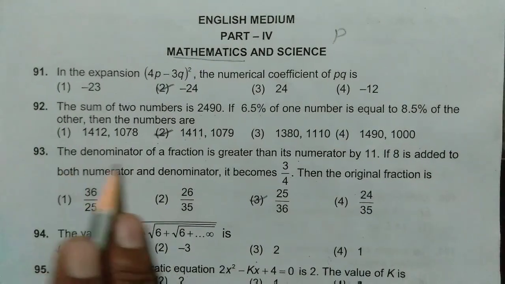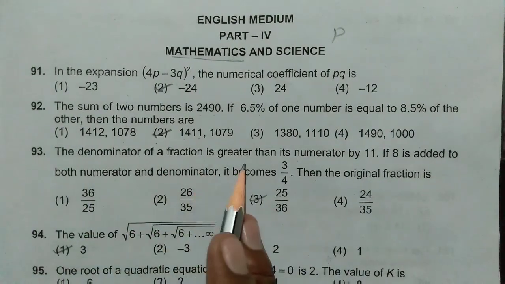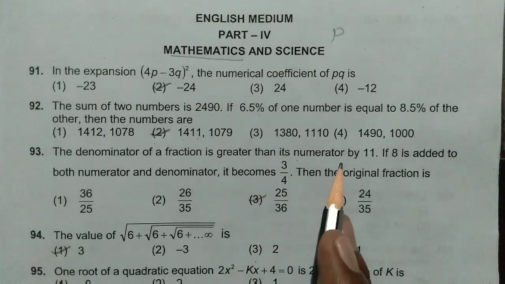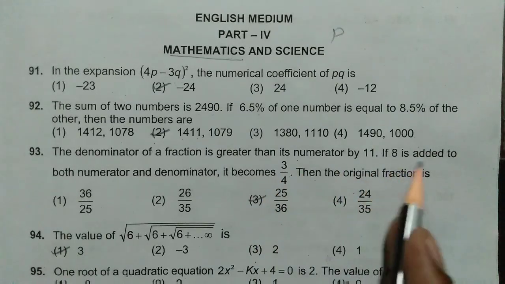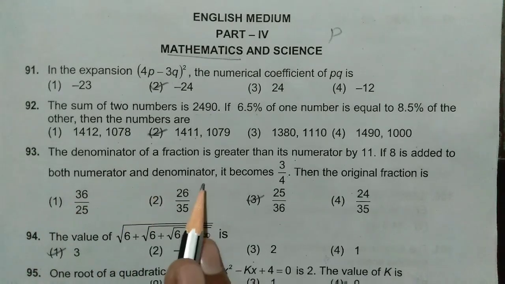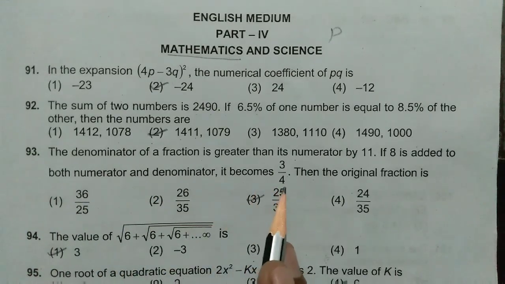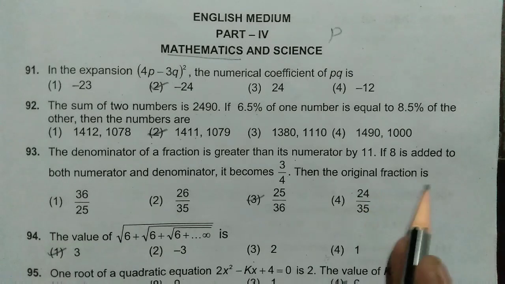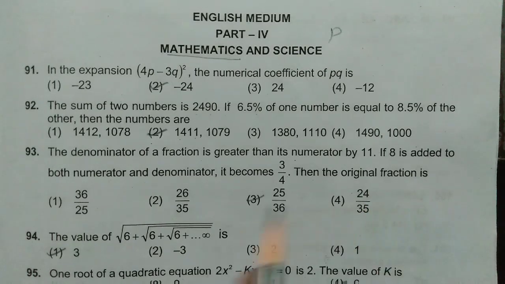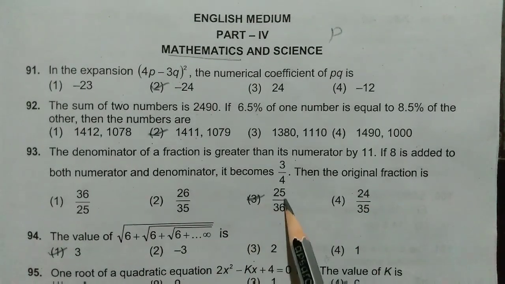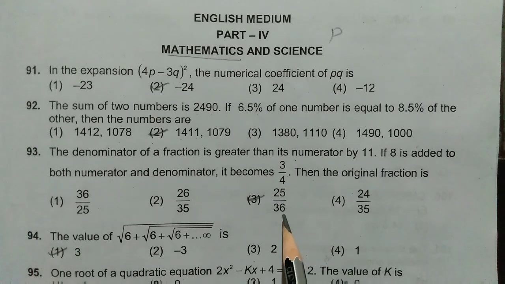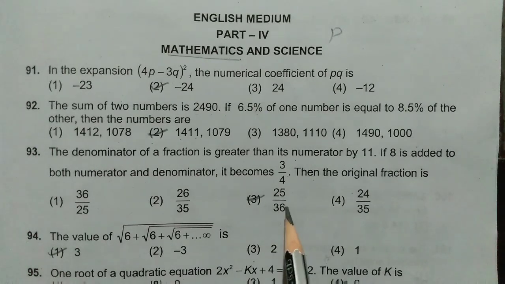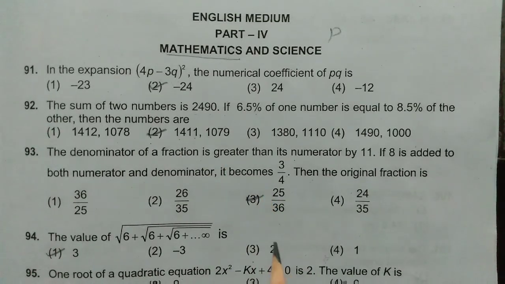The question is, the denominator of a fraction is greater than its numerator by 11. If 8 is added to both numerator and denominator, it becomes 3 by 4. Then what is the original fraction? The original fraction you will get here is 25 by 36. This is the correct answer. In another video I solved this question. All questions I solved, you can go to that. This is for answers only.